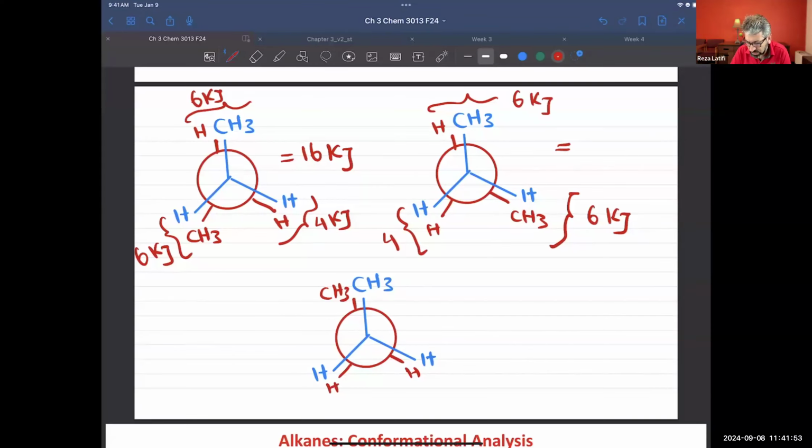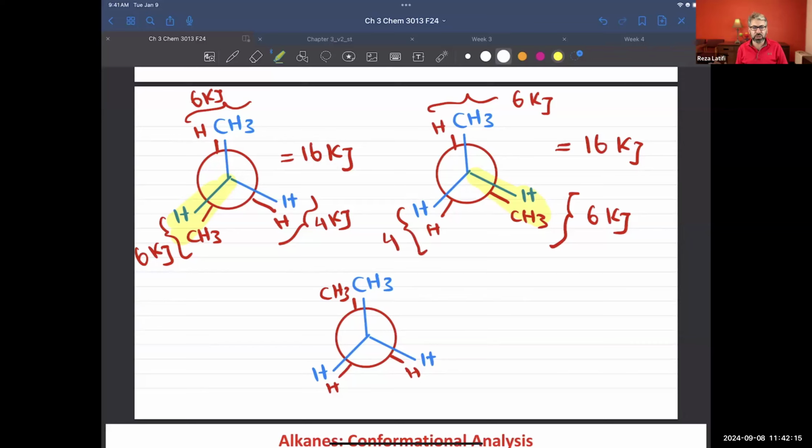I got 16 kilojoule. Okay, 16 kilojoule. And what's the difference between them? The difference between them here. Okay, look at those methyl hydrogens. Now they are on the left side. Everything looks the same except the position of the CH3 went from right to left.